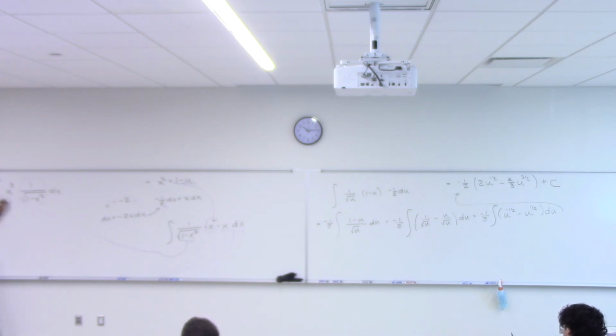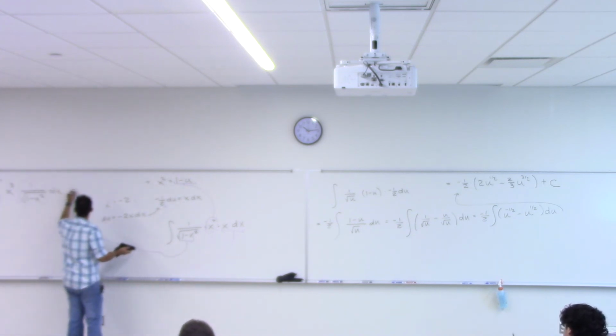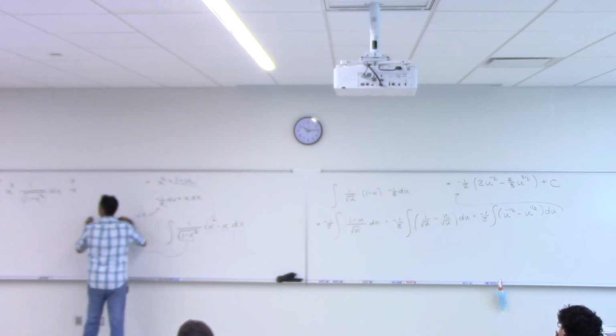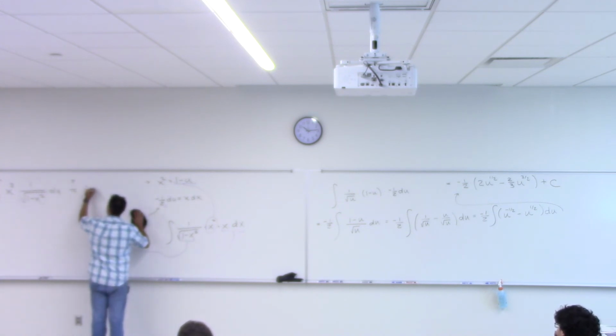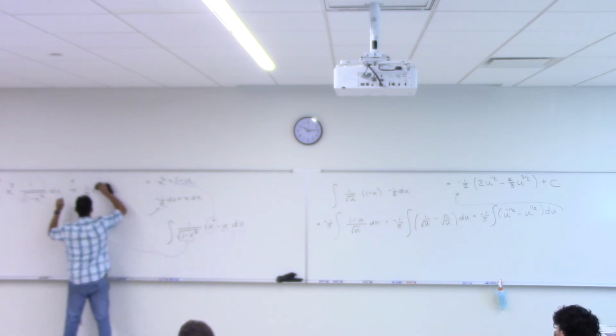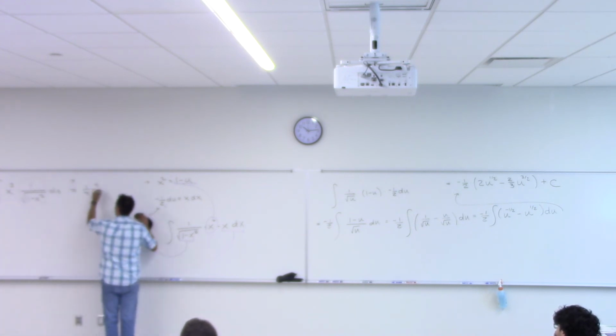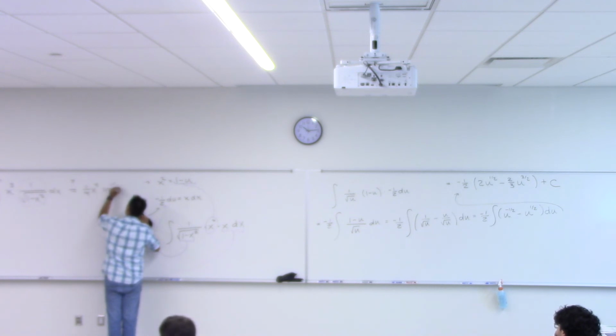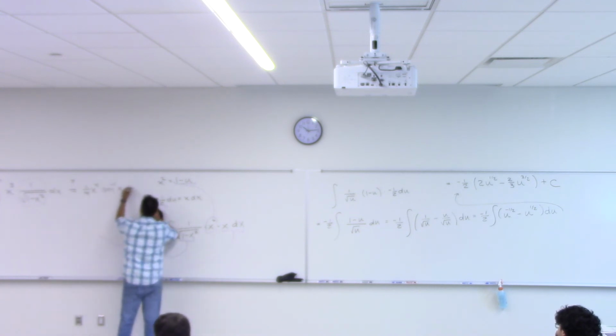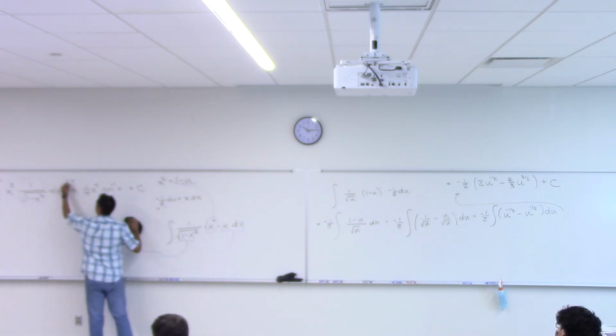Okay, so let's look at that. Is this just 1/4 x cubed? I'm sorry, 1/4 x to the 4th. Isn't that the antiderivative of this, times inverse sine of x plus c? What do you think?